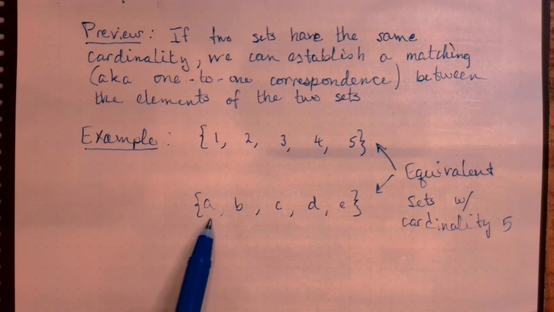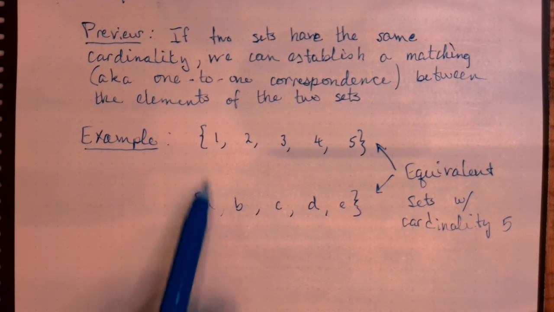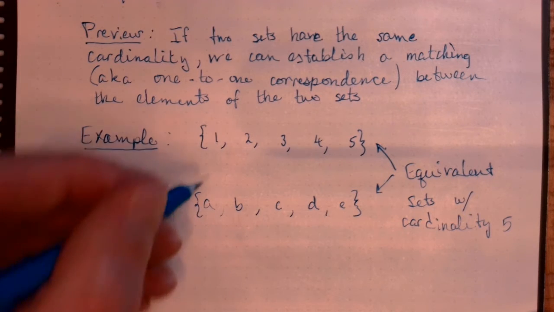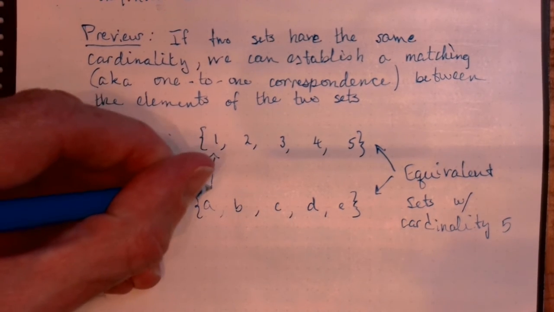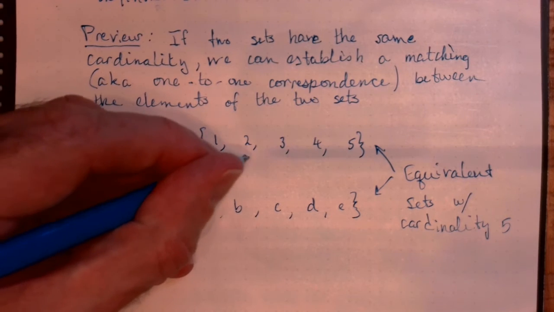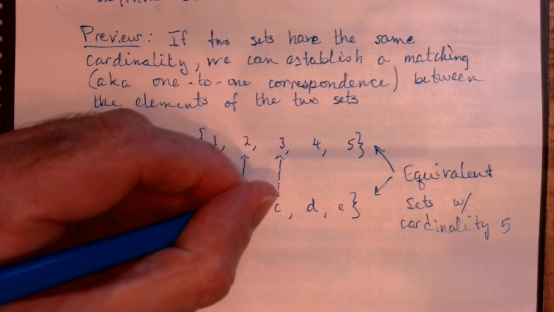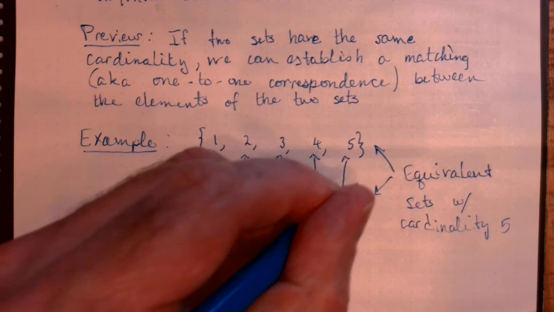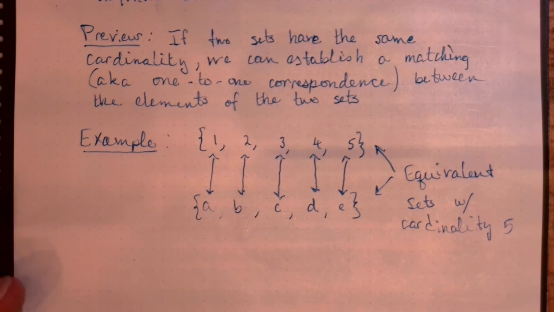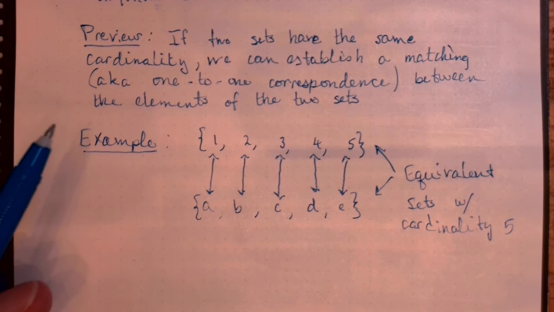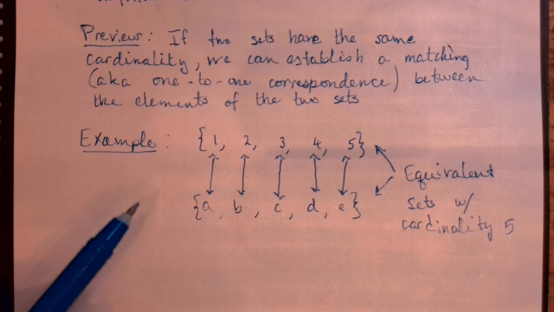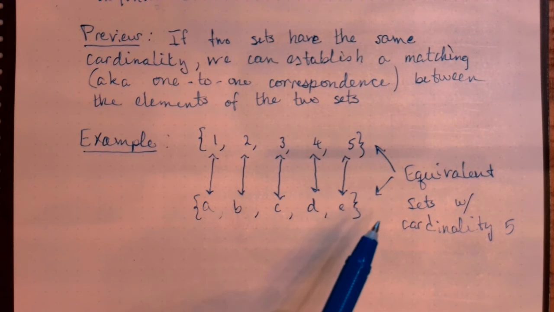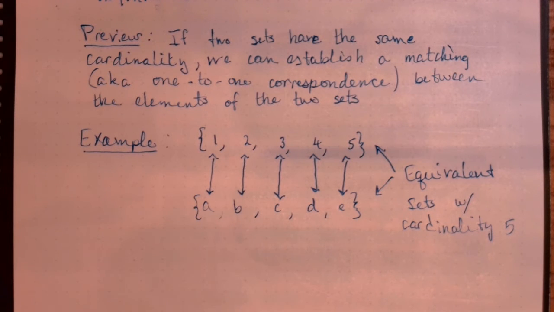These two sets are not equal because they have different elements. This has letters, this has numbers, but they are equivalent because they both have 5 elements. And a simple matching between the elements might go something like this. We'll take the element 1 and match it up with A, 2 with B, 3 with C, 4 with D, and 5 with E. So that is a matching or one-to-one correspondence between these two sets. So they have the same cardinality. And of course, since we already knew they had the same cardinality, we knew such a matching existed.